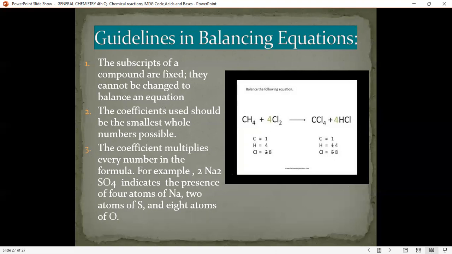Second, the coefficient is used. It should be the smallest whole number possible. So we must start with 1 first. So this is also a trial and error process.